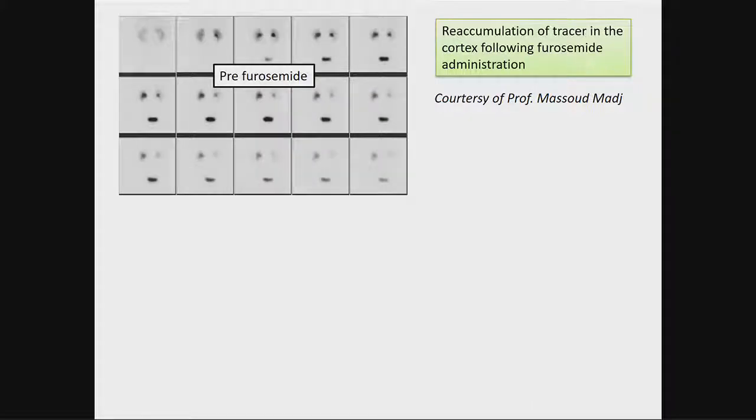Now, the next example was kindly provided to me by Professor Masoud Maj. And this is reaccumulation of tracer in the cortex following furosemide administration. I think he uses the F+30 technique. So these are the pre-furosemide dynamic images. And you can see tracer retention in the cortex, only the cortex of the left kidney, before Lasix administration.